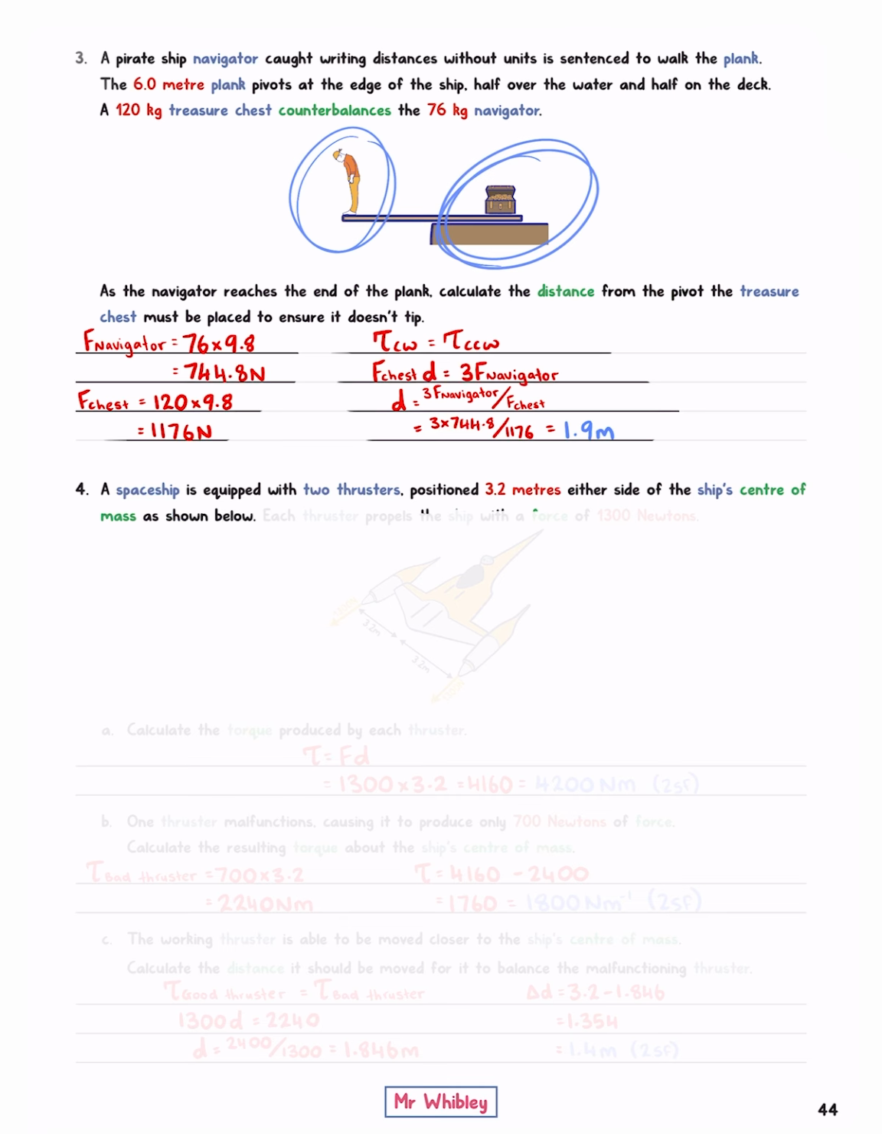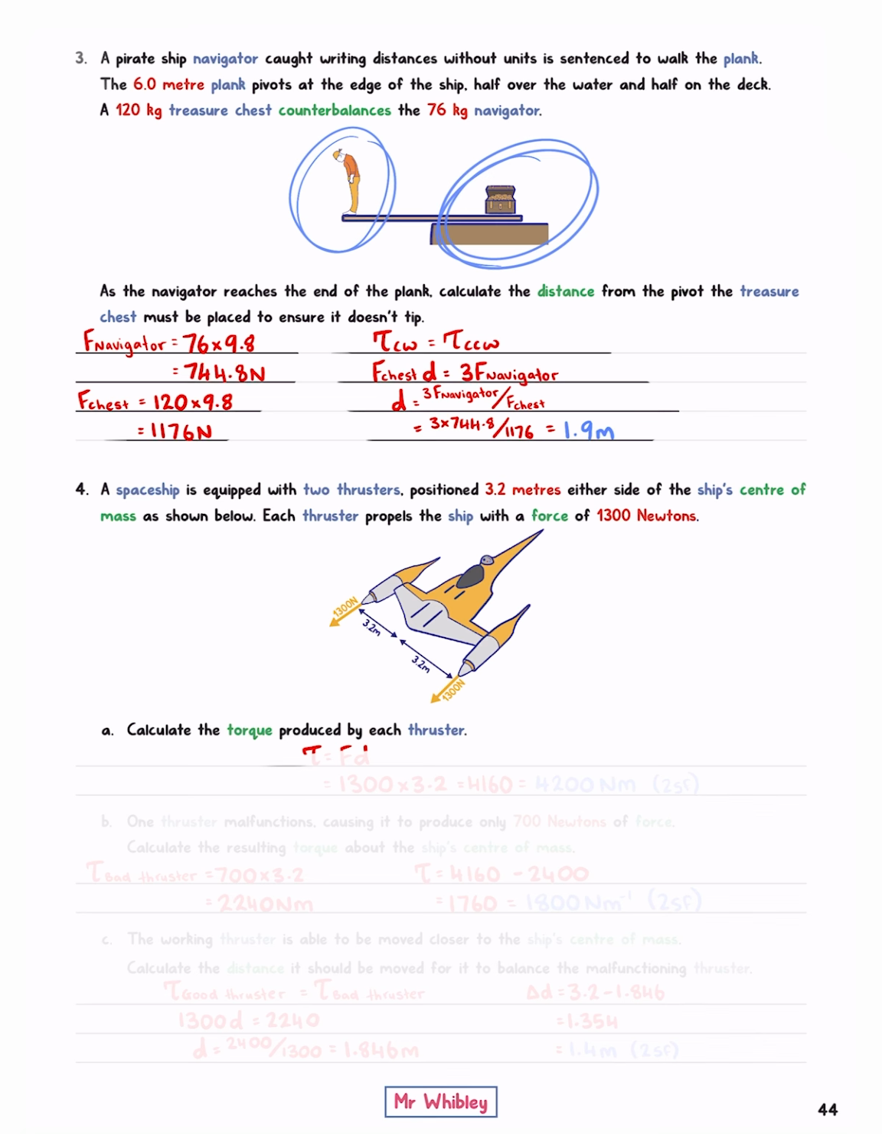A spaceship is equipped with 2 thrusters, positioned 3.2 meters either side of the ship's center of mass, as shown below. Each thruster propels the ship with a force of 1300 newtons. Calculate the torque produced by each thruster. Torque is force times distance. We know the force, and we know the distance from the center, which gives us 4,160 or 4,200 Newton meters to 2 significant figures.